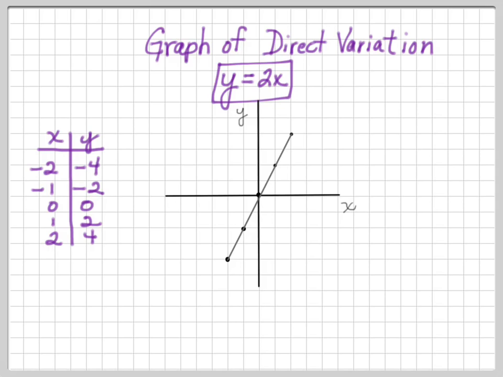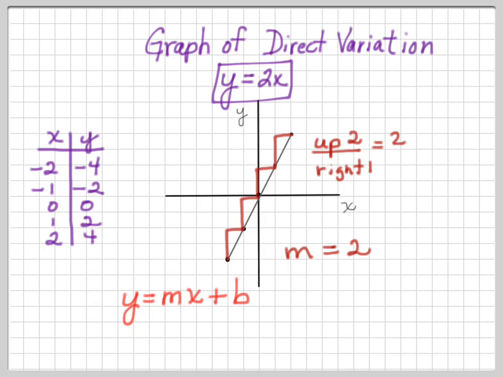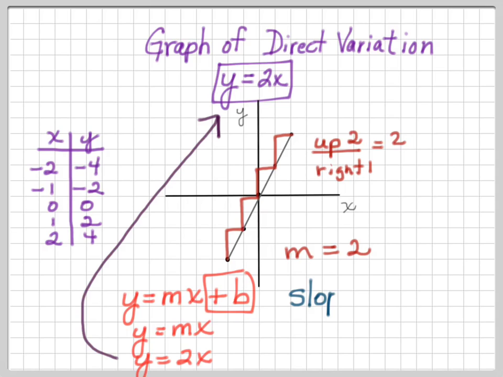Direct variation is linear. And if we take a look at the slope, we're going up 2 over 1, up 2 over 1, up 2 over 1. So up 2 to the right 1 is 2 over 1, which is 2. So that means our slope is 2. Aha, slope. Remember, slope-intercept form is y equals mx plus b. In this example, we go through the origin, so b is 0, so it's going to be y equals mx. If we know that m is 2, then y equals 2x, and bingo, look what happens.